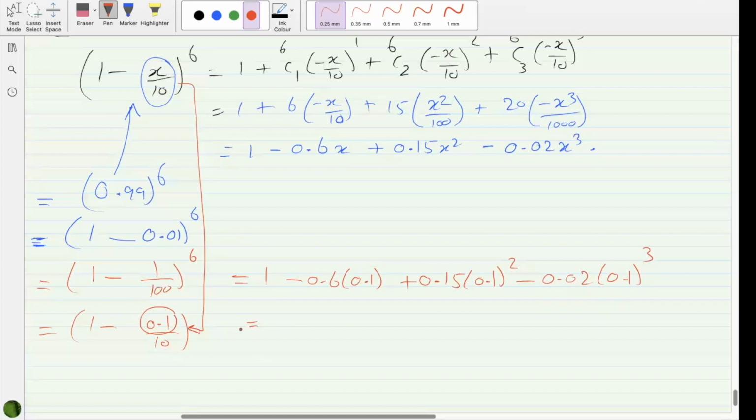And using calculator, 1 minus 0.6 into 0.1 plus 0.15 into 0.1 squared minus 0.02 into 0.1 cube, and we get 0.94148. Any doubts? No, sir. Not so far.